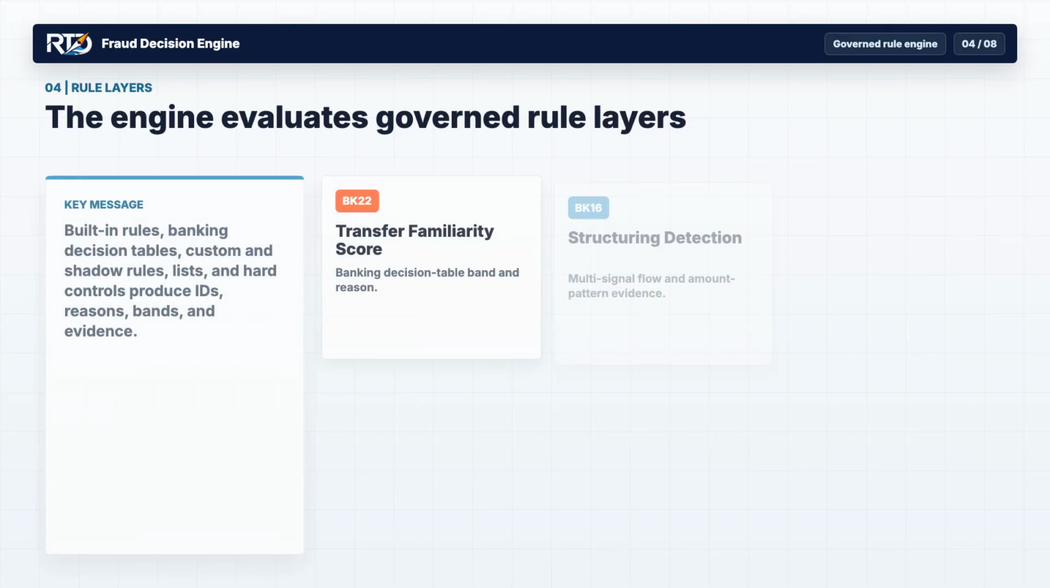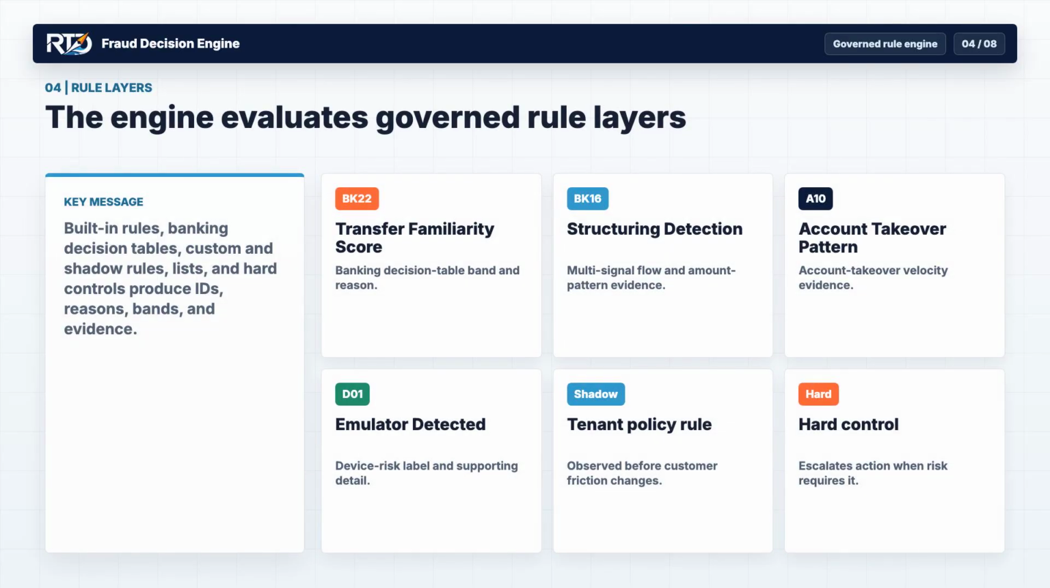The rule engine combines built-in rules, banking decision tables, tenant custom rules, shadow rules, lists, and hard controls. A banking rule can return an ID, reason, band, and evidence. A shadow rule can be observed before it changes customer friction.